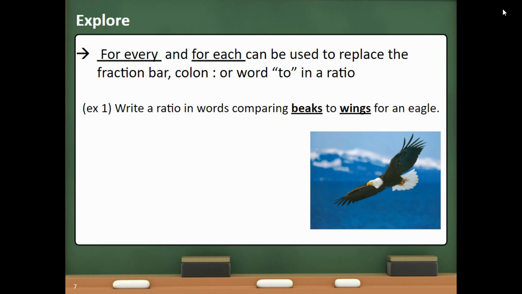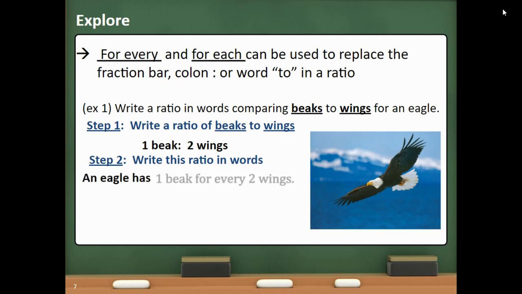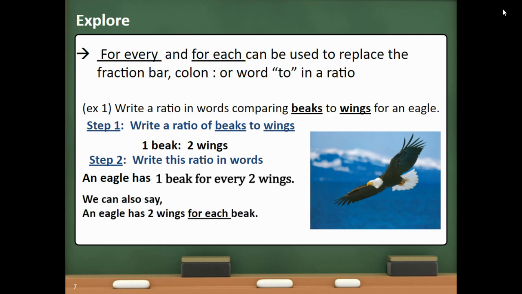So our example number 1, we're going to write a ratio in words comparing beaks to wings for an eagle. Step 1, write the ratio, beaks to wings. 1 beak, 2 wings. Now we're going to write this ratio in words. An eagle has 1 beak for every 2 wings. We can also say an eagle has 2 wings for each beak.